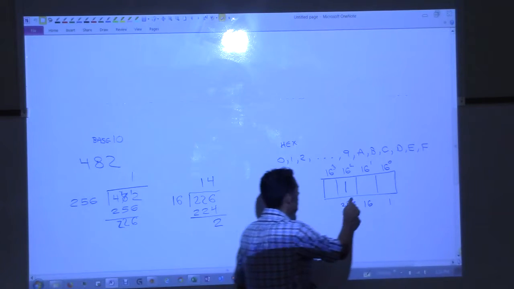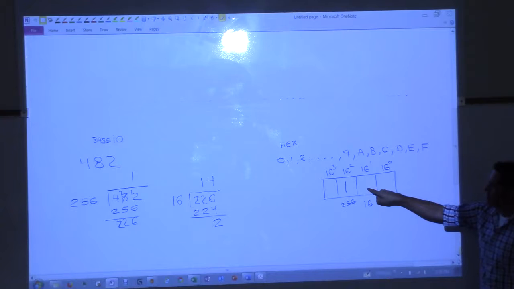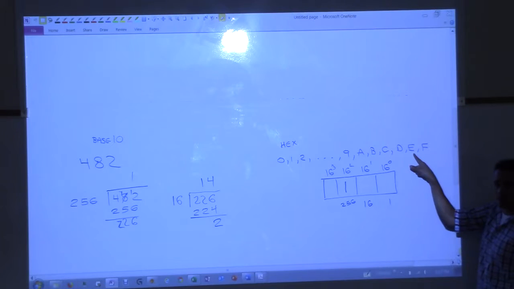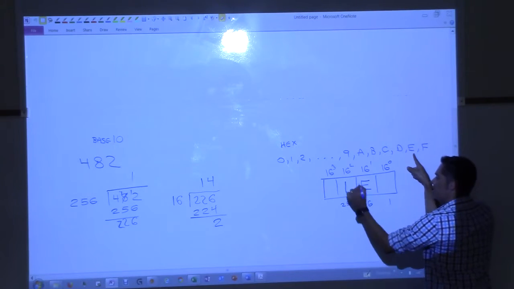So I'm going to put here, what? Yeah, not 14. I can't use 14. I have to use the hexadecimal. So this is 9, 10, 11, 12, 13, 14, right? That's 14, so I put an E here.